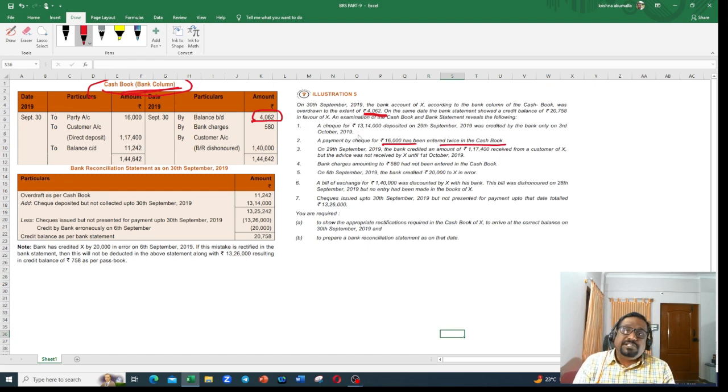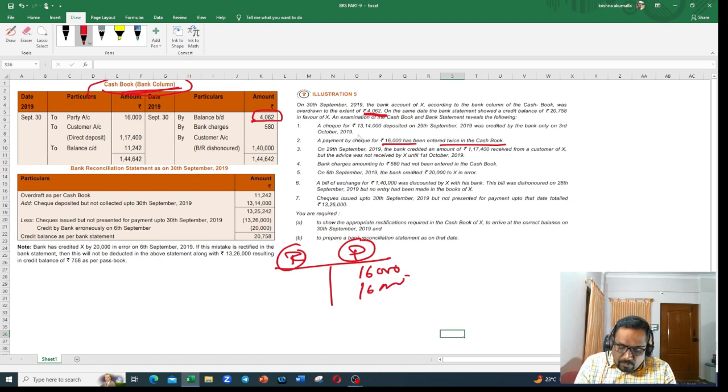This is the commission mistake. A payment of check, on the payment side, they recorded twice. Suppose this is the cash book, this is the payment side, this is the receipt side. 16,000 they recorded twice on the payment side. So if you want to rectify this, you need to debit another 16,000 so that this will get knocked off and you will end up with only 16,000. So since it is recorded twice here, you need to debit your cash book with 16,000. Correct?